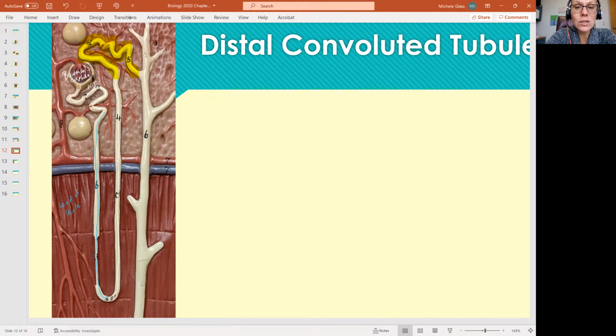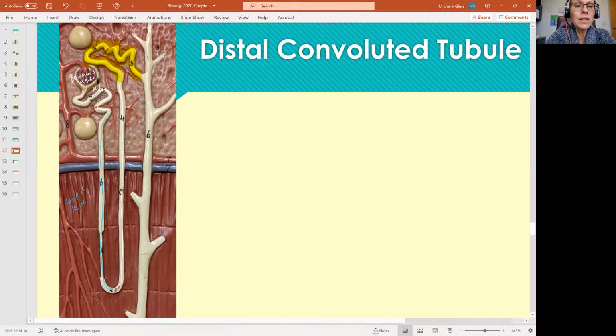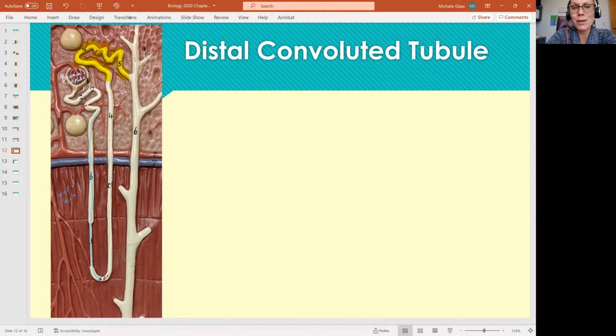Now notice that the distal convoluted tubule is twisty-turny, just like the proximal convoluted tubule is twisty-turny. And so this term convoluted, in my dictionary, is defined as twisty-turny. Notice that the distal convoluted tubule twists all the way back up around by Bowman's capsule, so that we're seeing it up there close to where the afferent arteriole enters and the efferent arteriole exits.